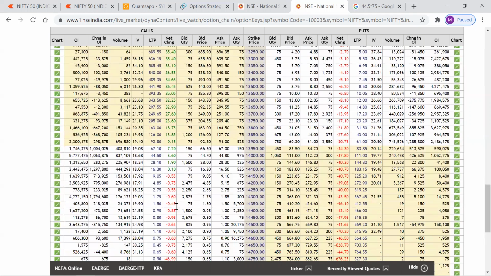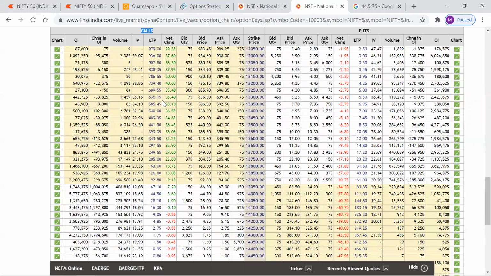So all this data present in the white area towards the left end of the screen is nothing but out of the money data for calls. And these yellow fields towards the left end of the screen in the table are nothing but in the money data for calls.